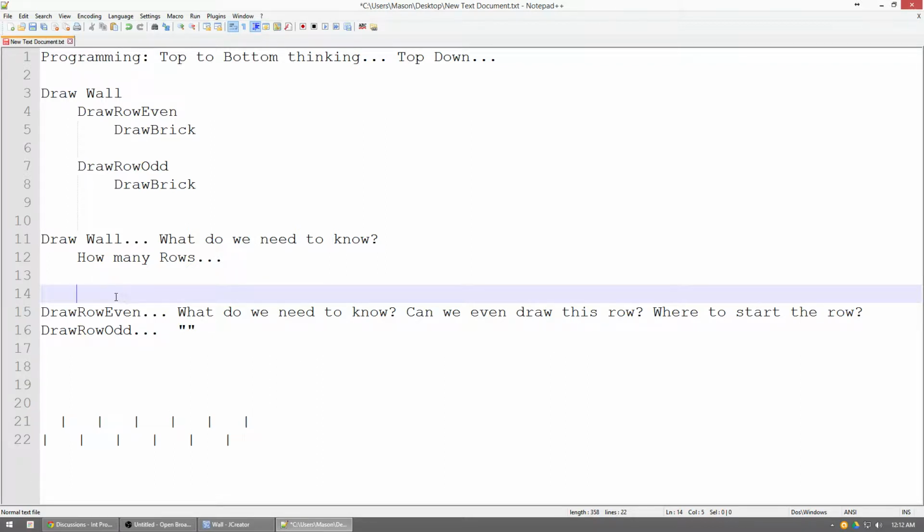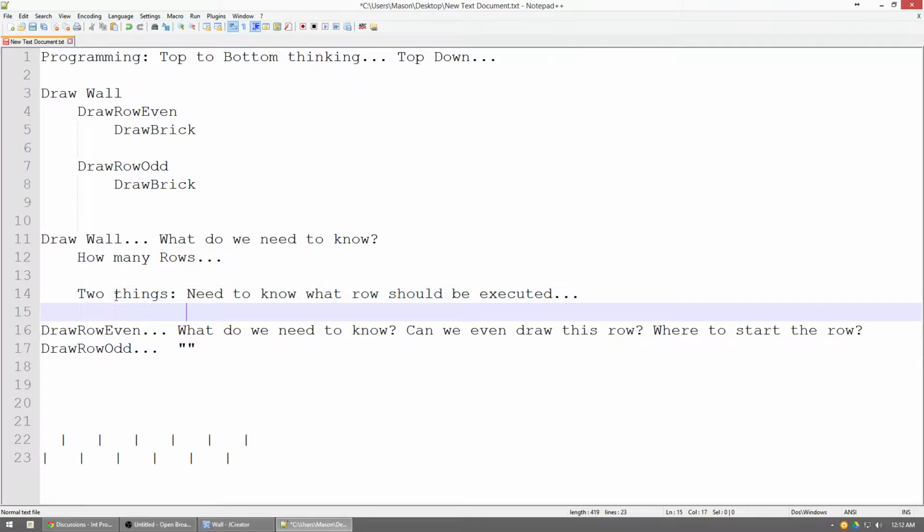So at this point, I need two things to be done. I need to know what row should be executed. Let's figure that out real quick. What row should be executed? Well, we could probably have a testing thing that says row to draw, and I know I said we're not going to do programming, but you know, even, right? Row to draw even. So the first row we're going to draw is even, and then when even is done, row to draw equals odd. Now, yeah, it's a little bit of programming there, but you get my drift. It's not the technical nitty-gritty. This is stuff I have to know.